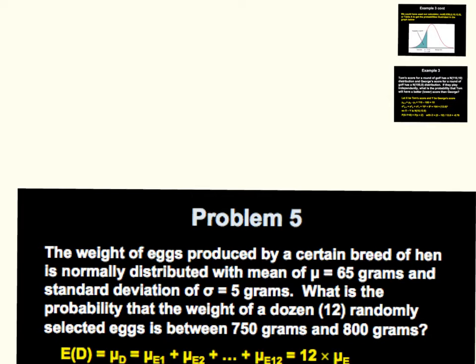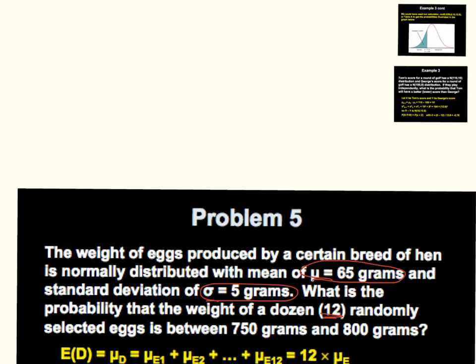First one, written right here for you. The weight of eggs produced by a certain breed of hen is normally distributed with a mean of 65 grams and a standard deviation of 5. That's per egg. What is the probability that the weight of a dozen of them, 12 randomly selected eggs, is between 750 and 800 grams? So the dozen eggs is what we're interested in here, with a mean of 65 per.